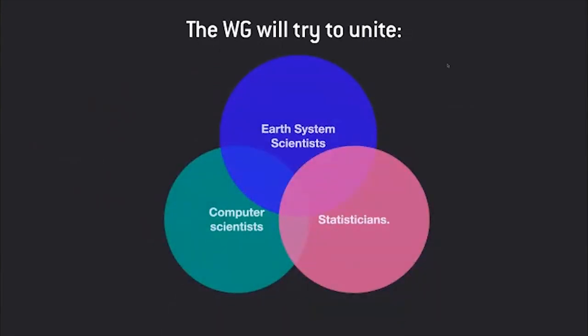And so the main objective is trying to have a dialogue and hopefully have some progress in terms of combining different pieces together and different fields, especially earth system science, computer science, or machine learning and AI, and statisticians. And sometimes the dialogue is not yet happening, so we hope that we could generate some of that.